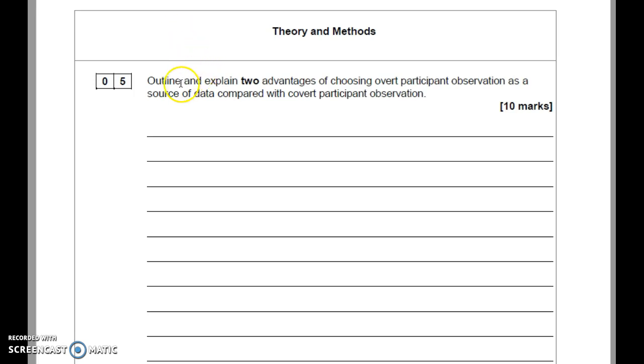Okay, so a 10 marker, now this one's an outline and explain, so this is the second type of 10 marker. In the crime section we've already addressed applying material from the item, and this is where you've got to show application between 2 different bullet points, I suppose, on the specification. So in this case you're looking for advantages of a method, and you've got to apply it as a source of data, and you've got to show the difference between overt and covert, showing some good knowledge.